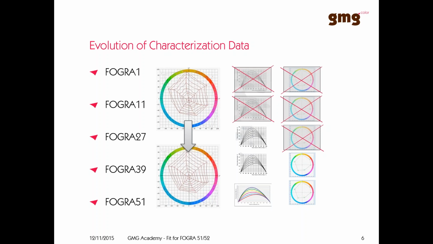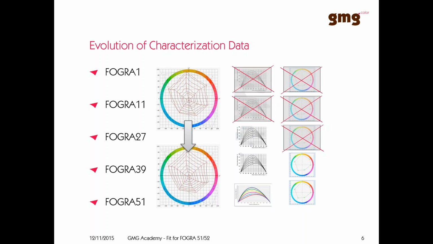So this is why we see these irregularities in the measurement data. They took one print, measured it. This was the characterization data set. Standardization hasn't been as developed as today when FOGRA 1 was established. That's why no target values for the primary colors had been taken into consideration and no TVI curves back then.